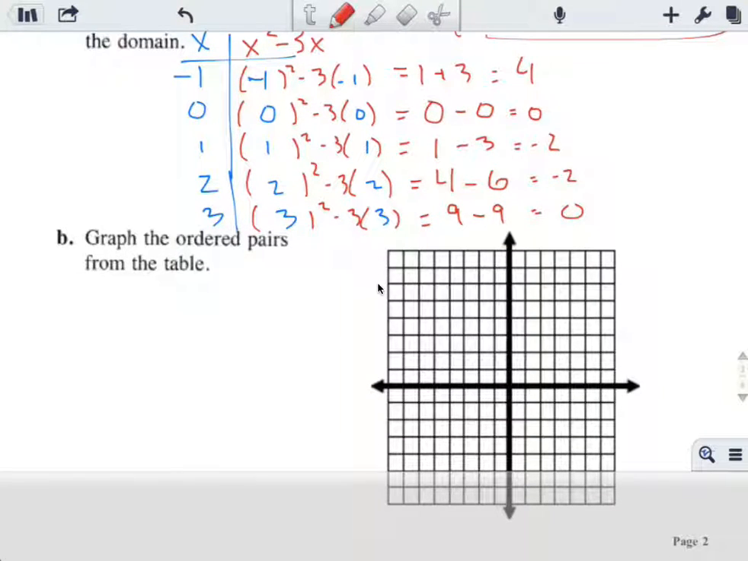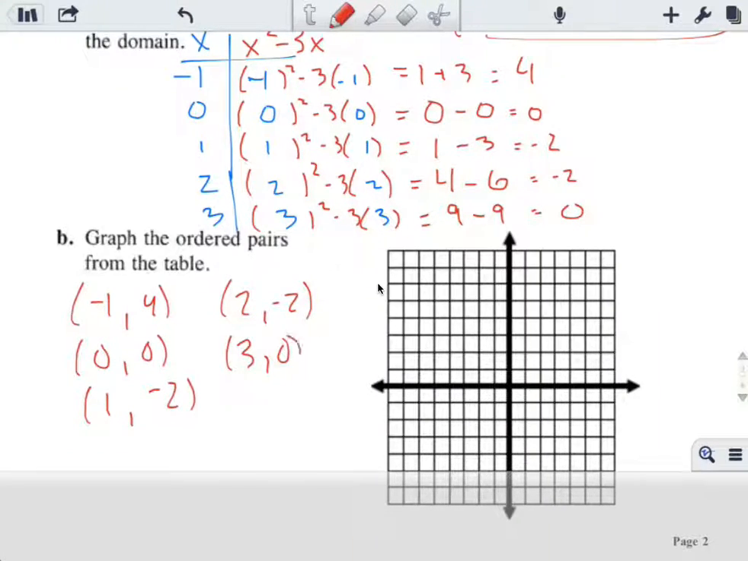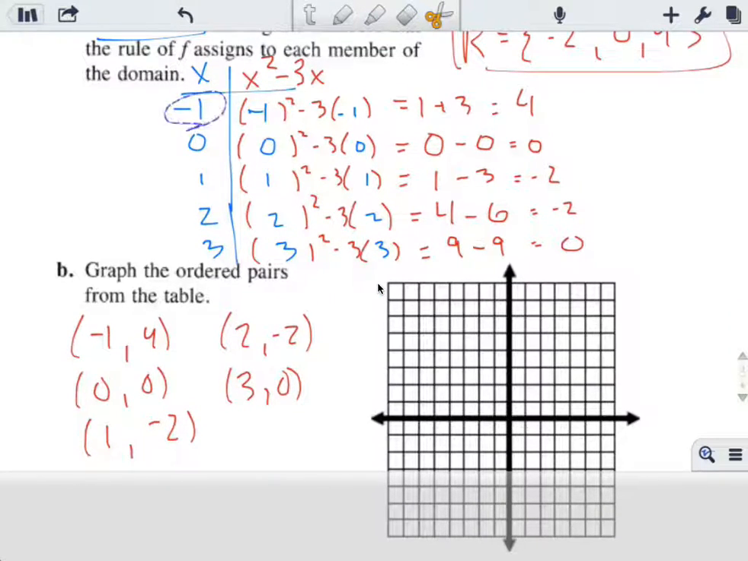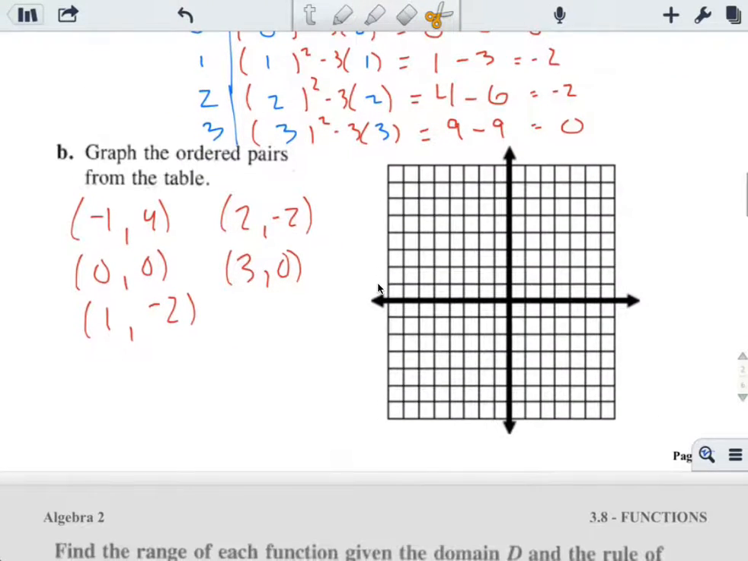Well, what ordered pairs might you be saying? Well, the ordered pairs are (-1, 4), (0, 0), (1, -2), (2, -2), and (3, 0). A note about the range up here: I have -2 twice. I have 0 twice. So I only have to write each of those once. Now, the ordered pairs, I take x and the output, x, y, x, y. So I take those and I want to graph those.